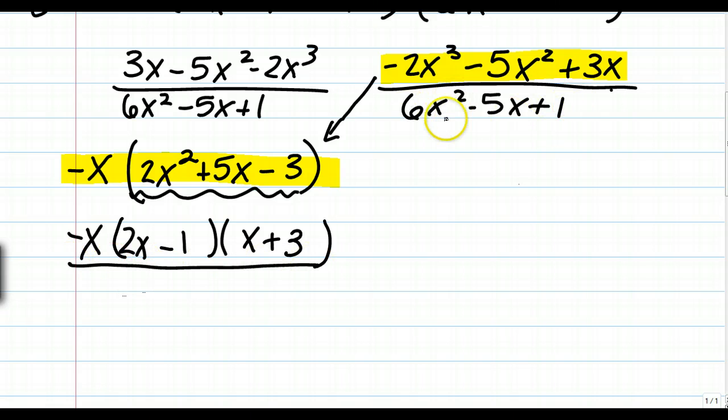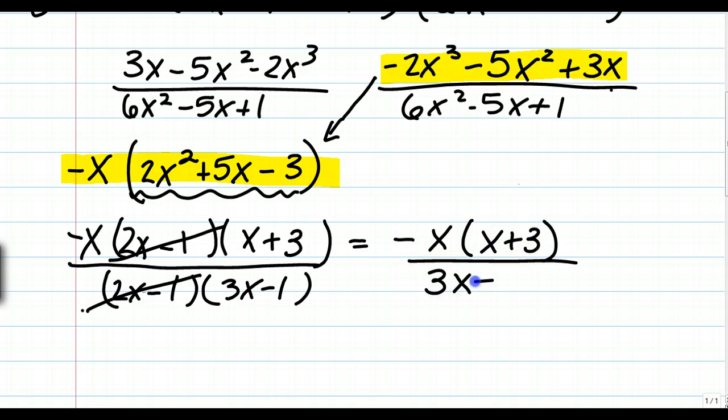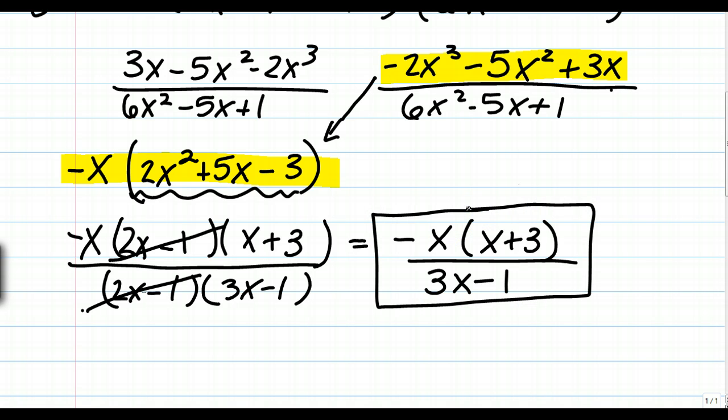When we look at this one, we don't have a GCF, and when we factor, you get 2x minus 1, 3x minus 1. Now we can go ahead and look to see if we can cross anything off. Well, these are exactly the same, so we can cross these off. However, these are not, and nothing is by itself with an x, so our answer is just negative x times x plus 3 over 3x minus 1. And that is our answer for example number 2.